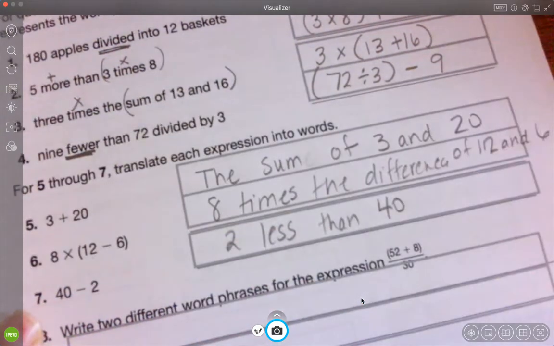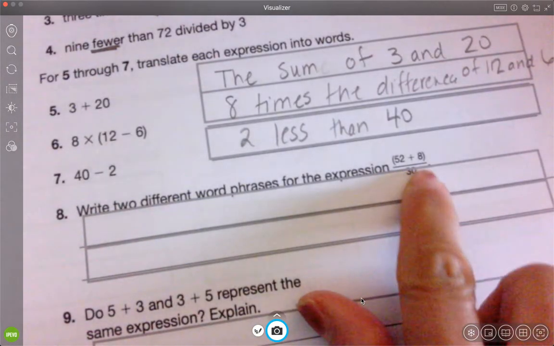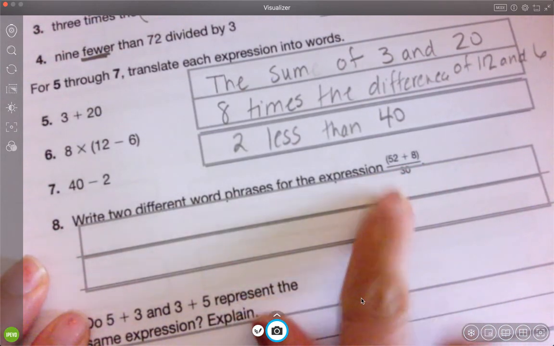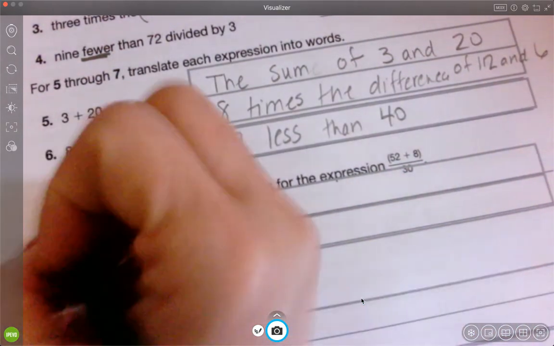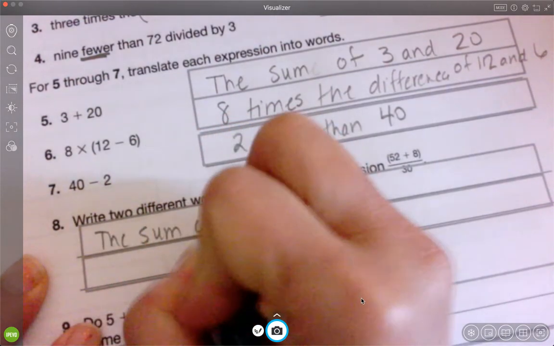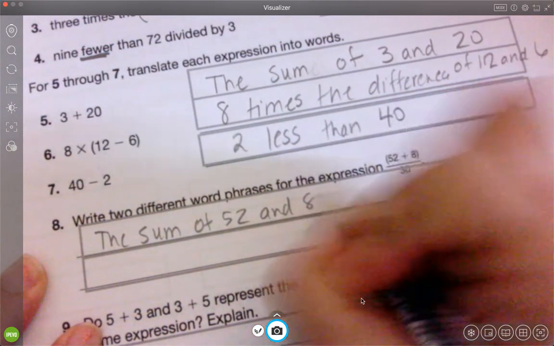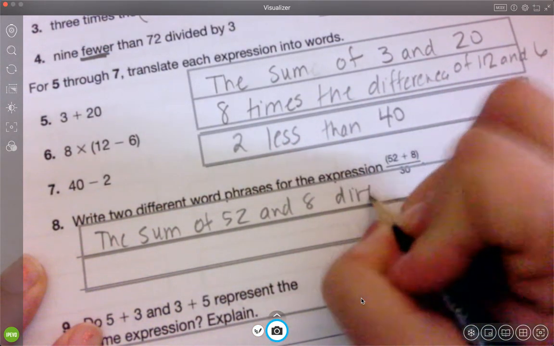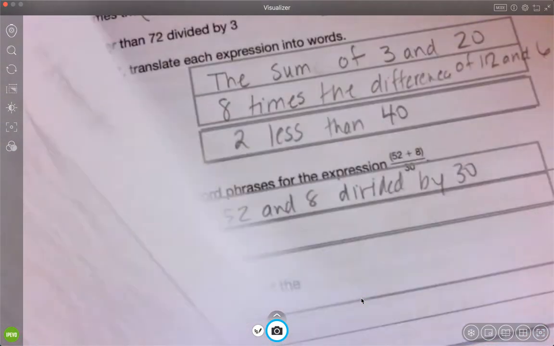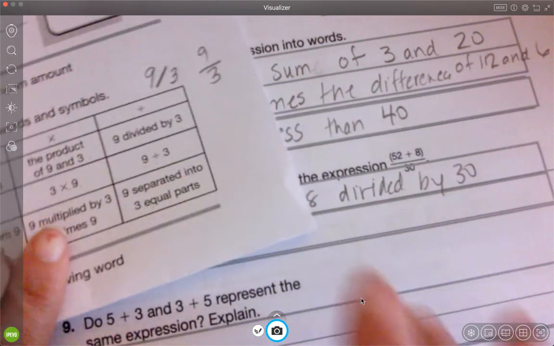Is there another way you could write that? Yes. Now this one, they're saying, find the 2 different ways you could write this little expression here. Well, we have 52 plus 8, so I'm going to do that. The sum of 52 and 8 divided by 30. And if I looked at my sheet, what's another way I could write that? Division. I'm looking at my division column. Whoops, I didn't put it into the camera.